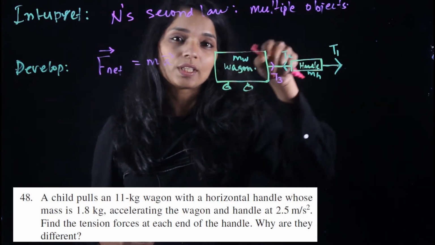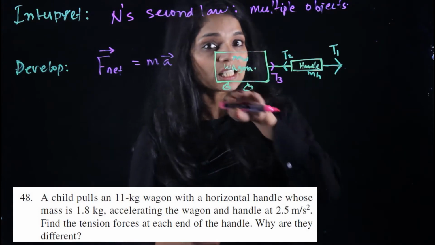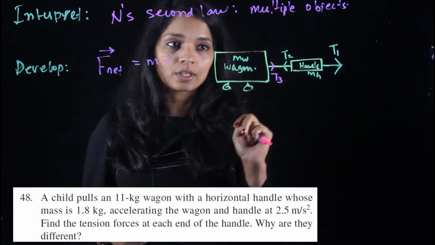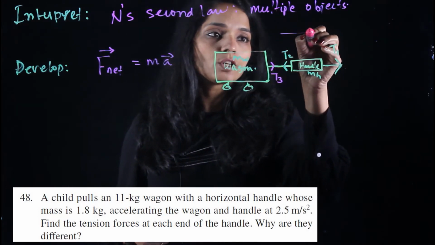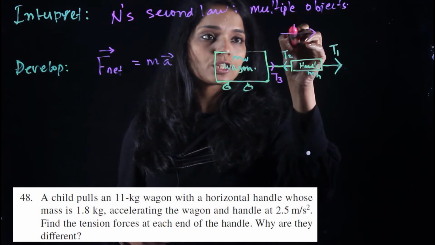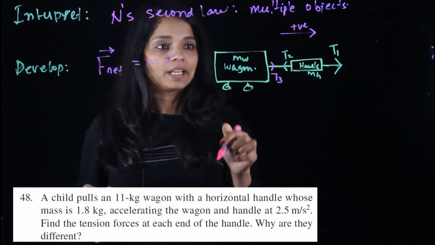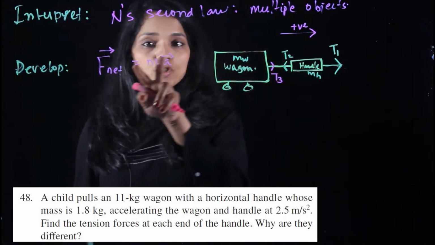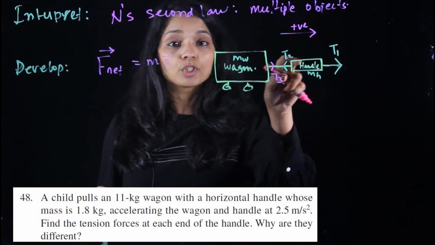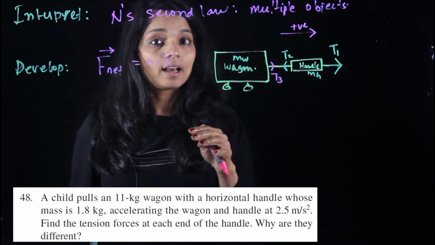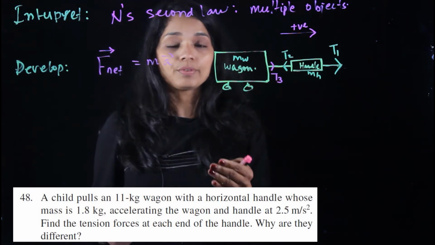Even though there are vertical forces, we neglect them in this case because we're analyzing the motion in the horizontal direction. And I'm going to take the horizontal direction, this direction, as positive. The next thing in developing is to apply Newton's second law for the two objects and also Newton's third law if it's applicable.